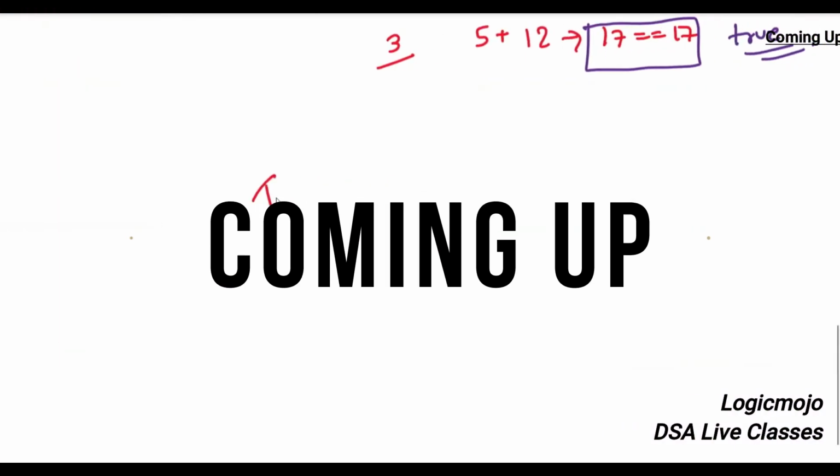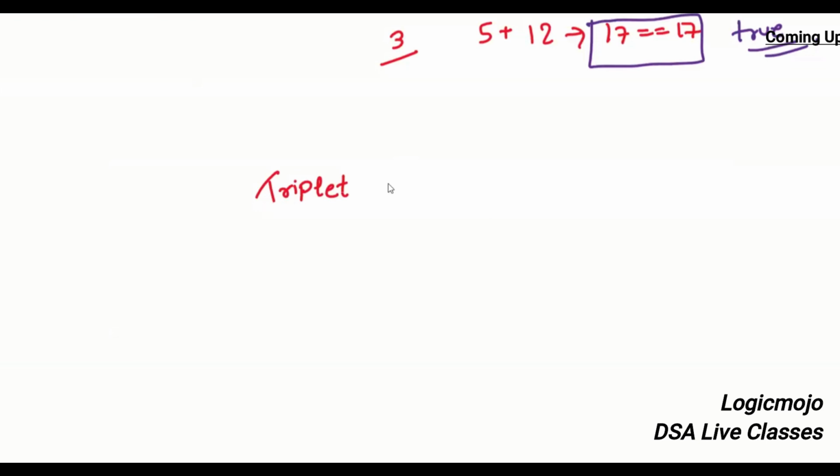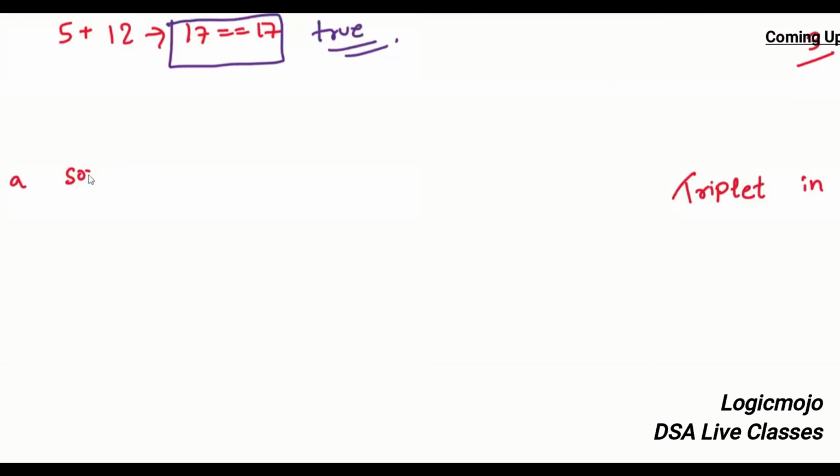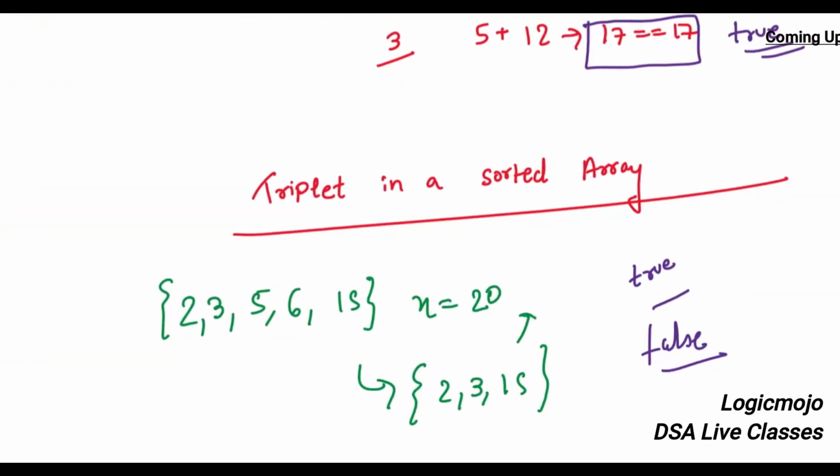So this is the question where we have to find the triplet. So we have found the pair, correct? Now we want to find a triplet in a sorted array. How can we? Okay. So what we want to do is, so this is the question.